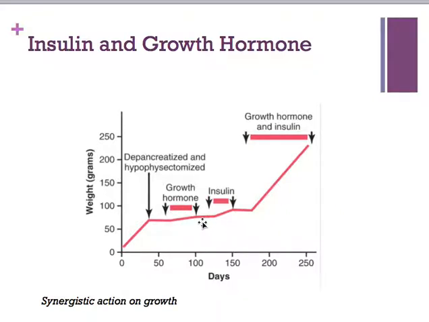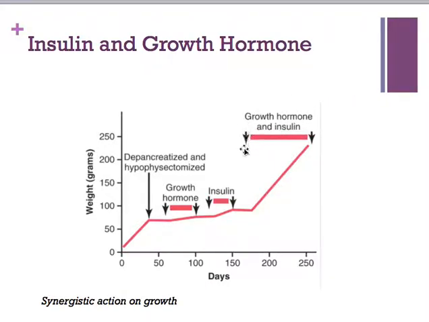Then they supplemented insulin. Insulin didn't have any change on weight. So these animals were not making their own growth hormone or insulin. These were delivered by the researchers for an extended period of time. Next, what the researchers did was deliver both together, growth hormone and insulin.